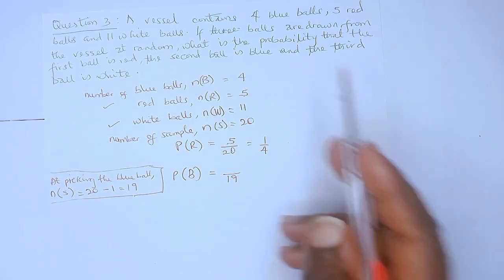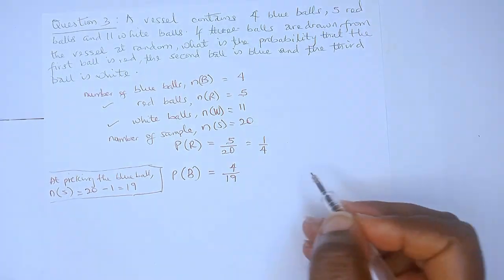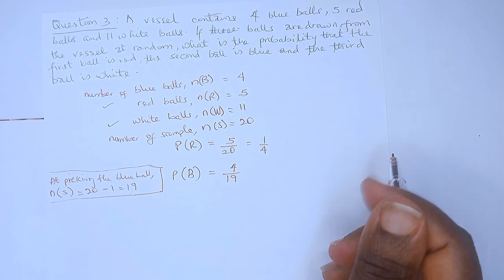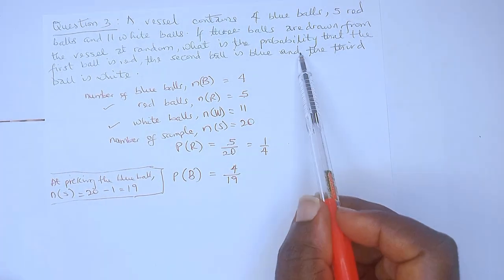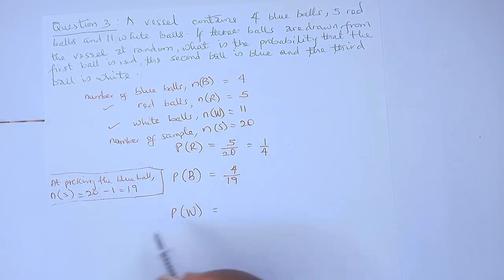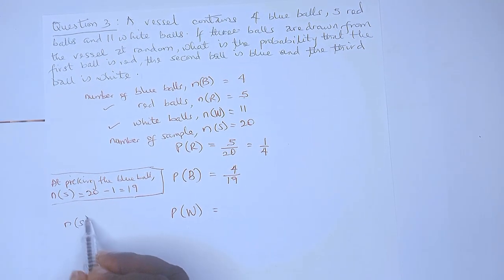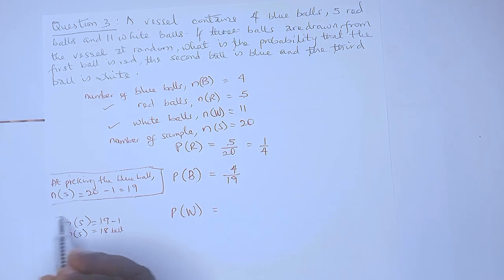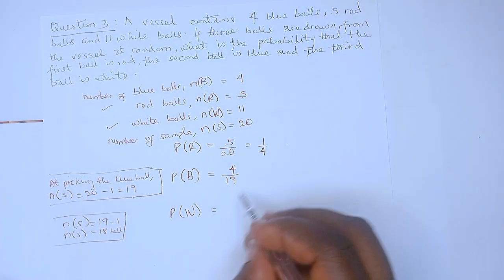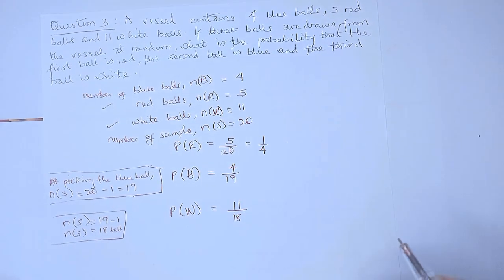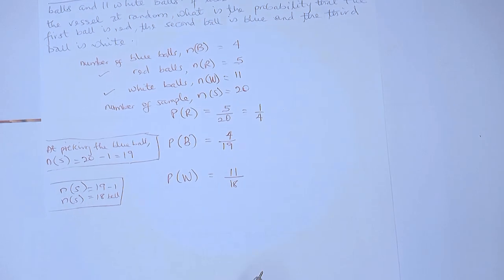Now, what is the number of blue balls present? 4. So you have 4 over 19 as the probability of picking a blue ball, right? Now, let's go ahead. It now says, and the third ball is white. So the probability of picking a white ball. Upon picking a white ball, N of S is no longer 19, but it is 19 minus 1, which gives us 18 balls as our number of sample balls present upon picking the white ball. So we have it over 18. And then you have 11 as the number of white balls present in the sample.